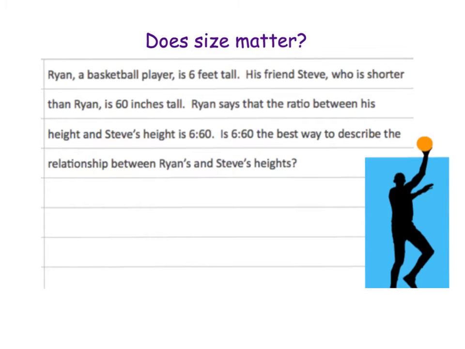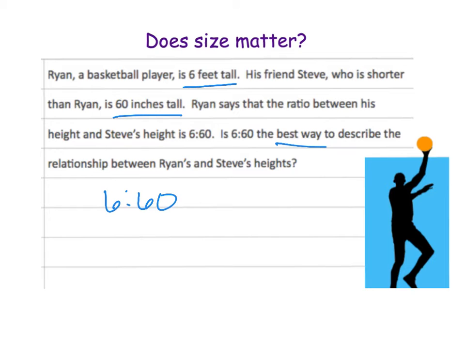So does size really matter? When we're talking about our ratios, it does. Here's an example. Ryan, a basketball player, is 6 feet tall. His friend Steve, who is shorter, is 60 inches tall. Ryan says that the ratio between his height and Steve's height is 6 to 60. Is 6 to 60 the best way to describe the relationship between Ryan's and Steve's height?